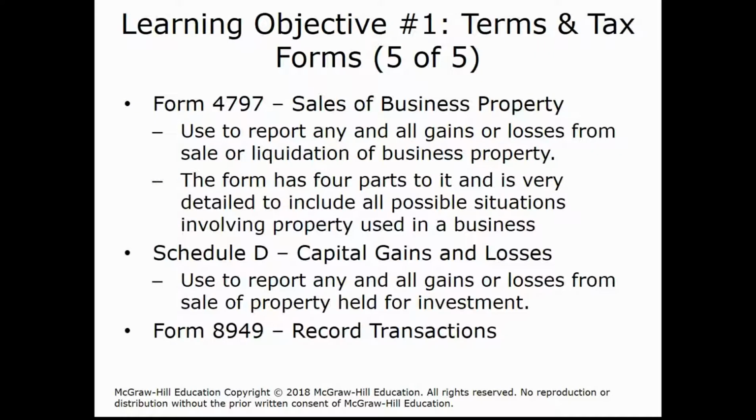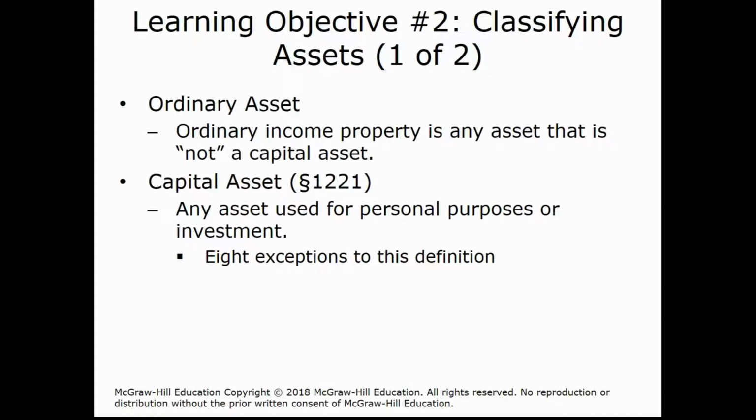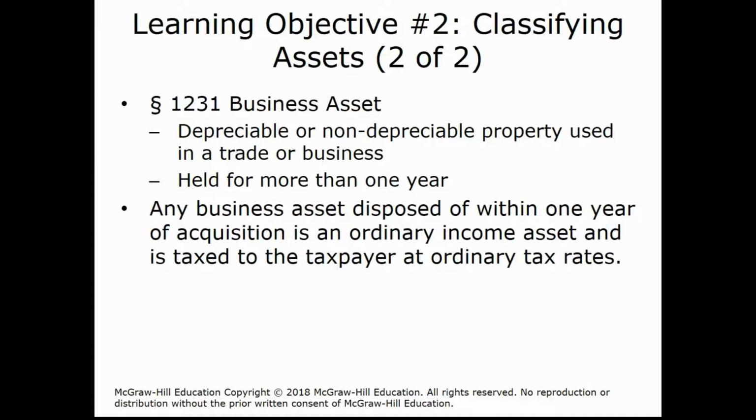And we report the sale of these business assets on Form 4797, or if they're capital gains assets such as investments like stocks and bonds, those gains and losses are reported on Schedule D. And we'd use Form 8949 to record these transactions. So the difference then between an ordinary asset and a capital asset: the ordinary asset, as I mentioned earlier, is income producing assets such as inventory and accounts receivable. Capital assets, these are assets that are held for personal purposes, and we call those Section 1221 assets.